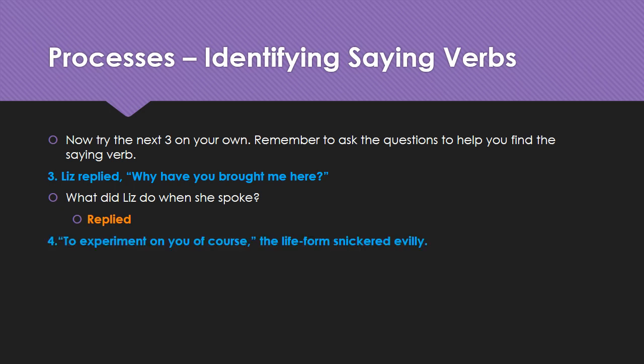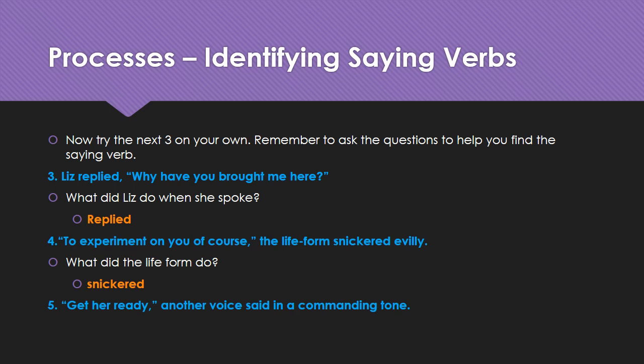Number 4, "To experiment on you, of course," the life form snickered evilly. What did the life form do? It snickered. And remember, the evilly part is an adverb. It's giving us more information about the verb, the saying verb, or the saying process. So we do not include it. We could take it out and it would still make sense.